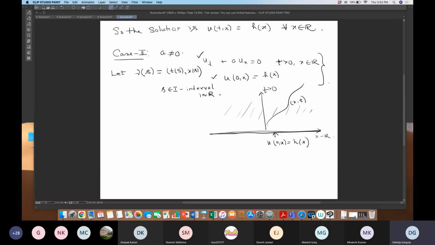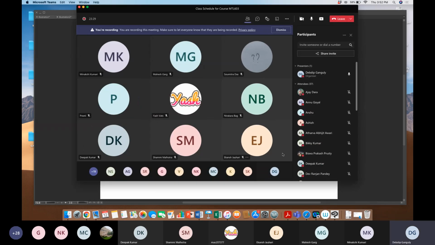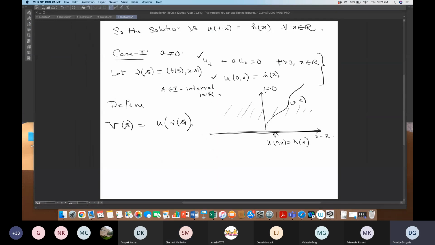Now I define a function v of s as u of gamma of s. I take u to be any function such that v of s is u of gamma(s). Is it clear? Yes or no? Unless you tell me, I cannot understand. Please interact.